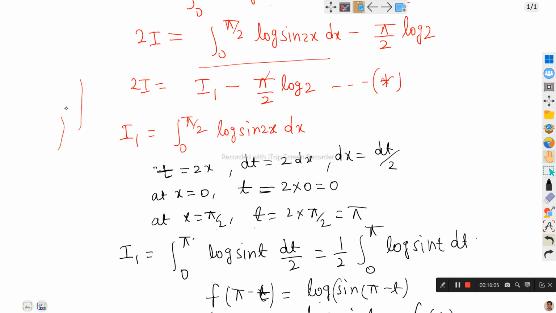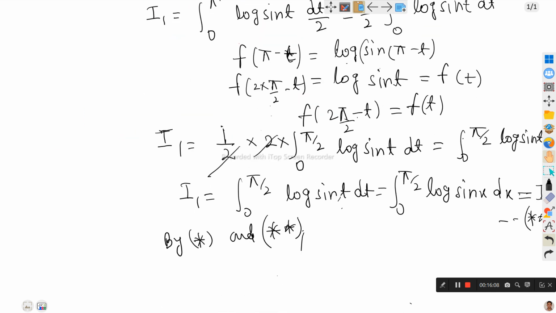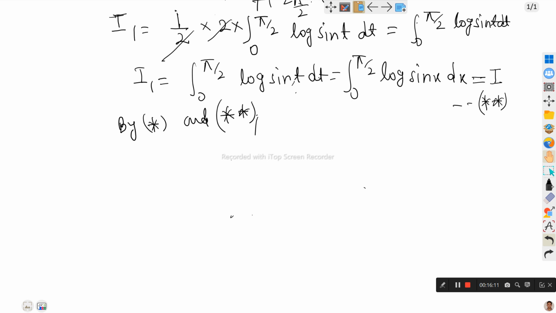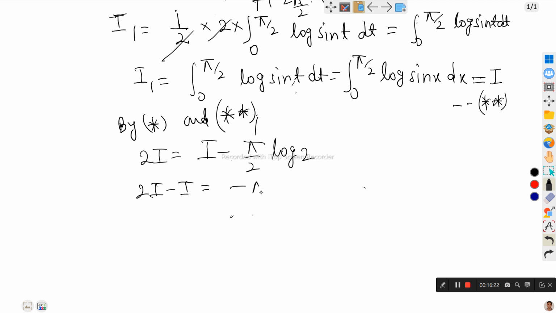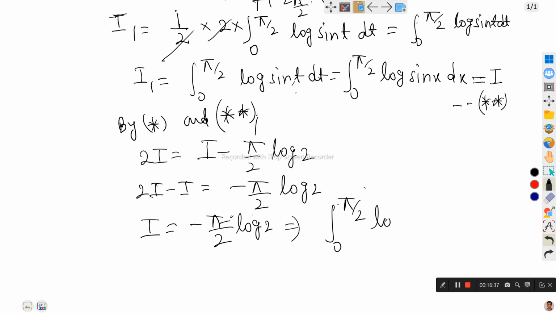So 2i equals I minus pi by 2 log 2, and 2i minus I equals minus pi by 2 log 2. This gives I equals minus pi by 2 log 2. Therefore this integration, I, which equals the integral from 0 to pi by 2 of log sin x dx, equals minus pi by 2 log 2. Thus we have solved the integration.